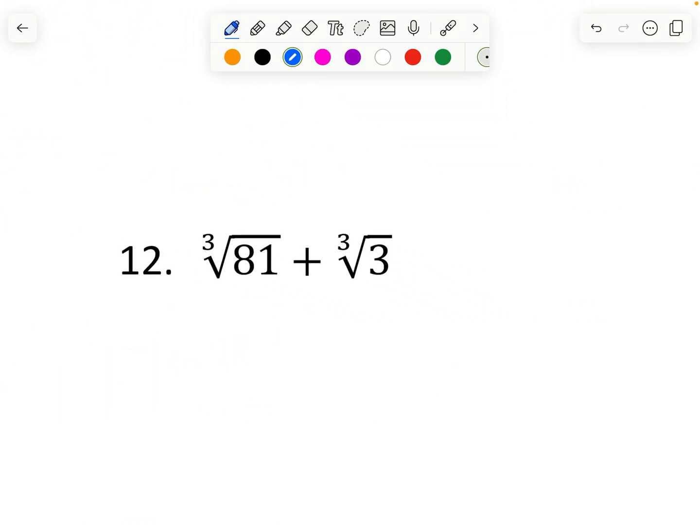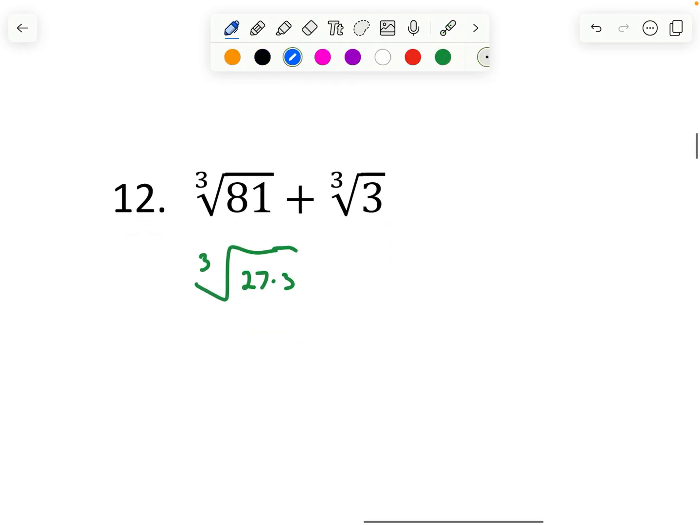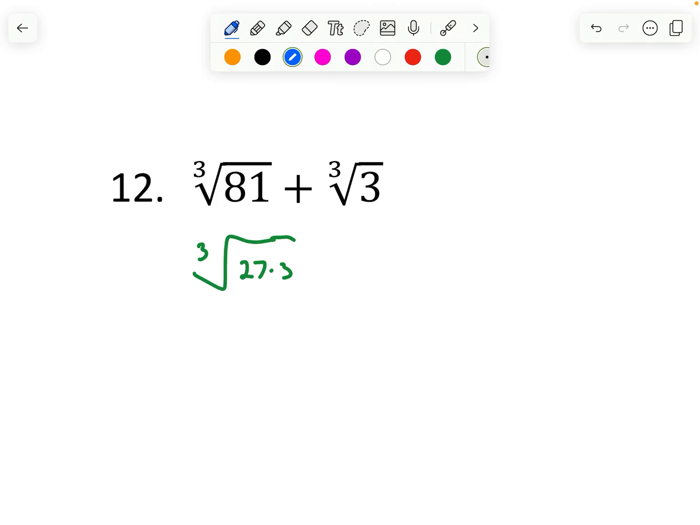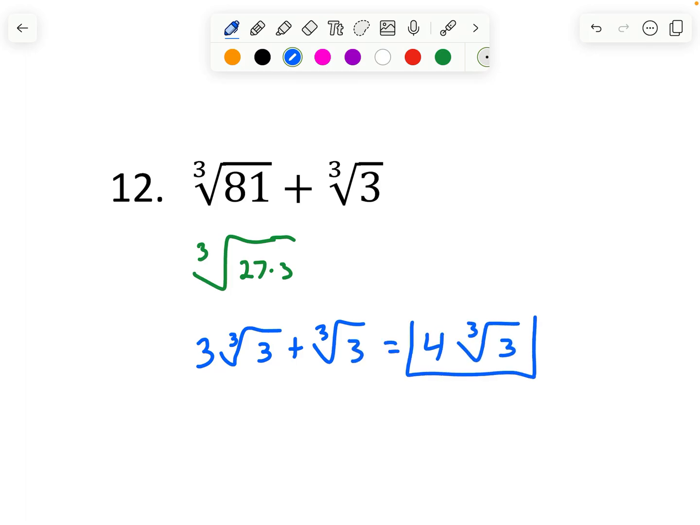All right, this is adding radicals. So this is similar to a problem we did earlier. We need to make 81 27 times 3. A quick hint on this one is there's nothing we can do if I can't turn this number into a 3. So try to divide it by 3 and see if you get a perfect cube. If you do, great, then you can do it. If not, you can't do anything. So the cube root of 27 is 3. So we have 3 cube root of 3 plus cube root of 3 is equal to 4 cube root of 3. And there you go.